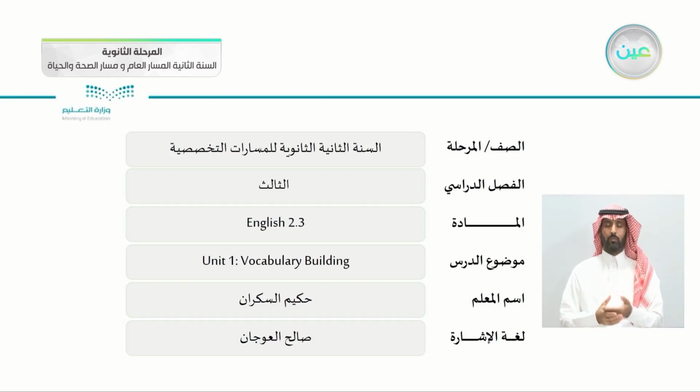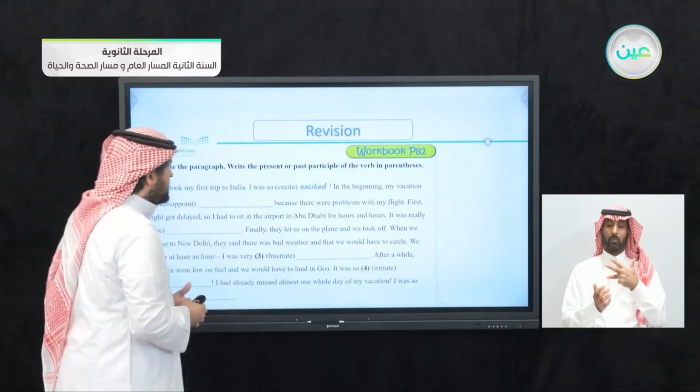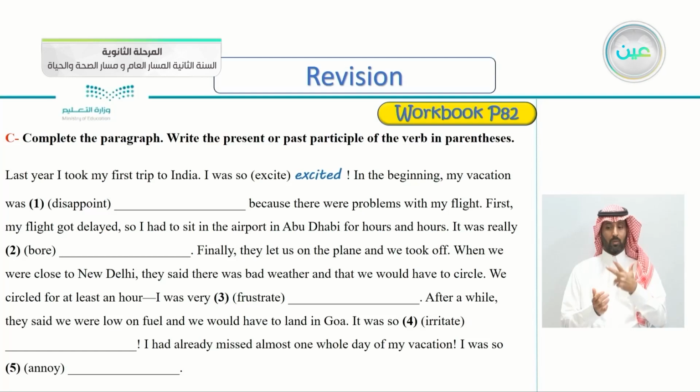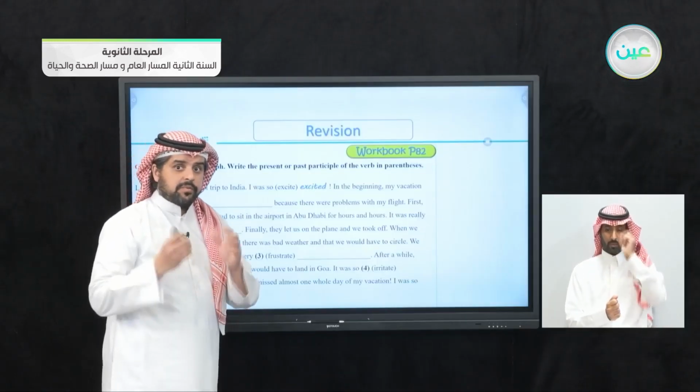I hope that you're happy and healthy and ready for today's lesson, which is vocabulary building. But before we do that, let's open our workbooks, page 82. Let's answer exercise C. Complete the paragraph. Write the present or past participle of the verb in parentheses. So we'll be writing either the present participle or the past participle of the verb in the parentheses. And remember, they are both acting as an adjective, if you remember our previous lesson.